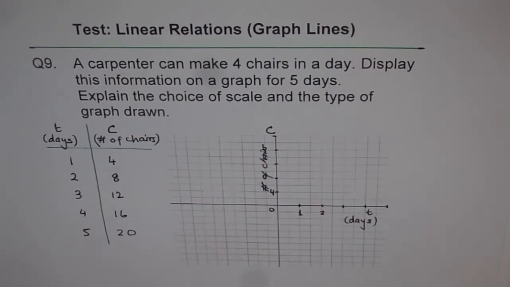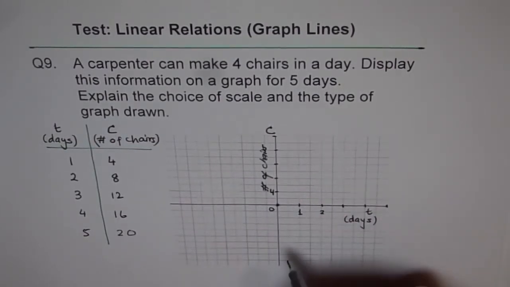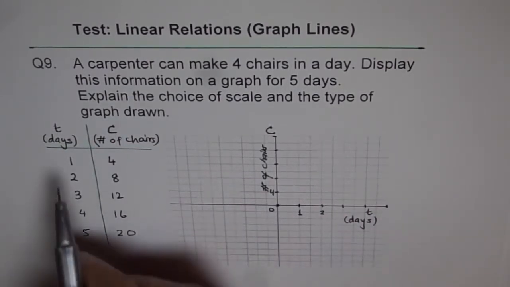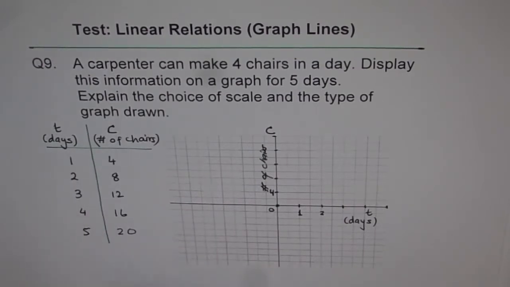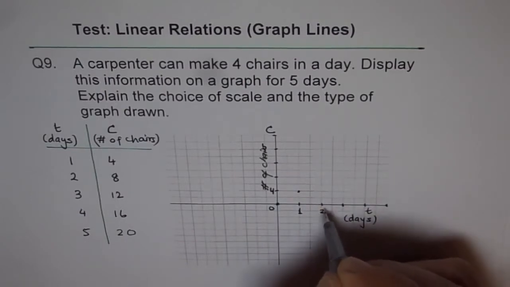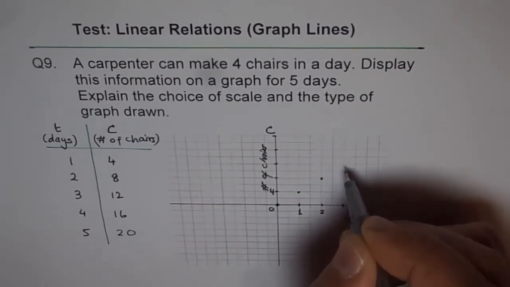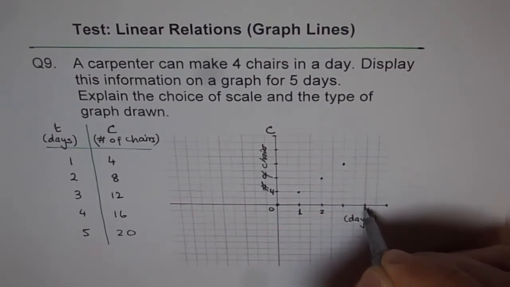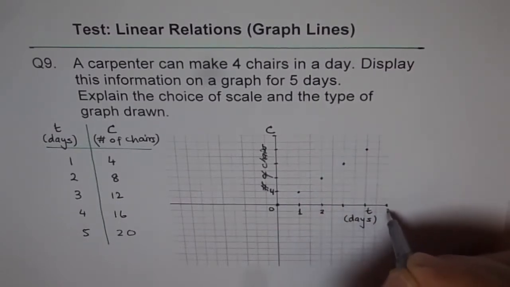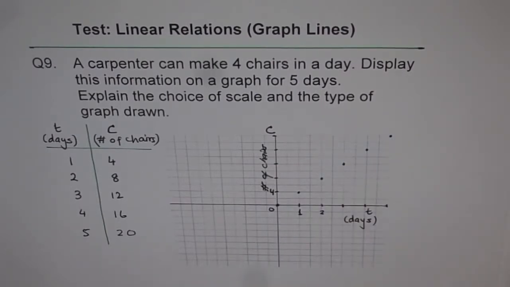As you can see, if we take 0 as no days, then no chair is built, right? So we could always have a 0 here, correct? Now 1 day, 4 chairs. 2 days, 8. 3, 12. 4, 16. 5, 20. So we see a pattern.